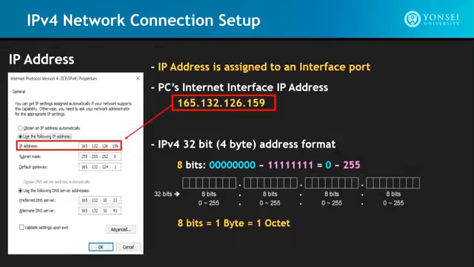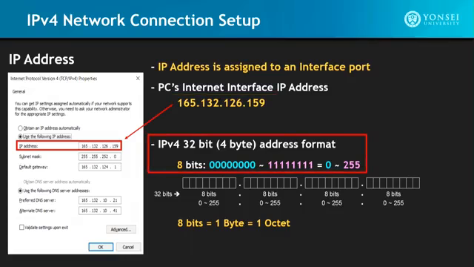The PC's internet interface IP address is 165.132.126.159. And as you can see, the IPv4 32-bit address is listed here in decimal numbers. Actually, it is binary numbers that were converted to these decimal numbers. Now, the 32-bit address is a combination of 4 bytes, and each byte is 8 bits. In addition, 1 byte is also called 1 octet. So a byte and an octet are the same thing. They are each 8 bits.